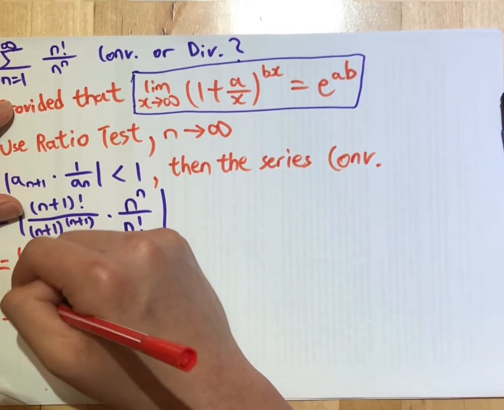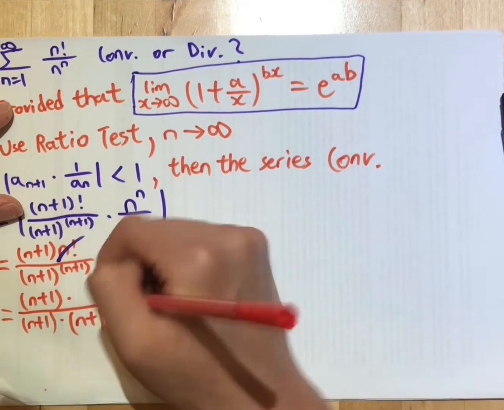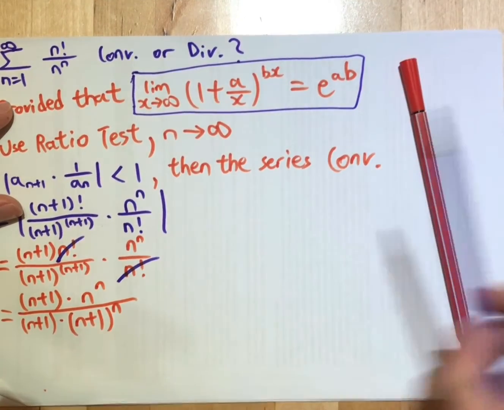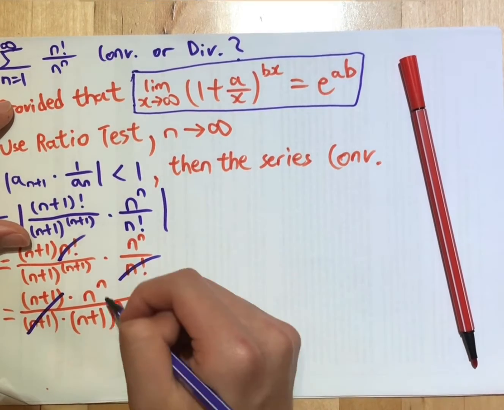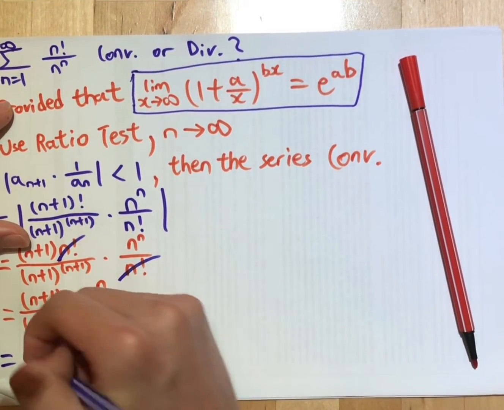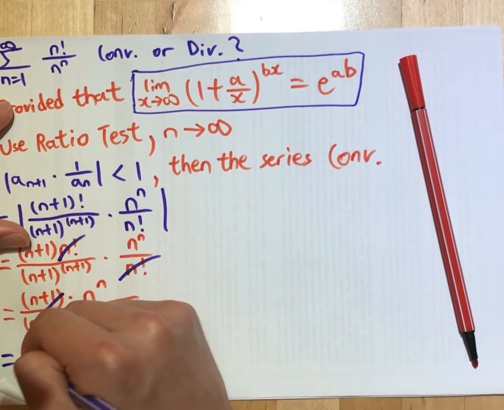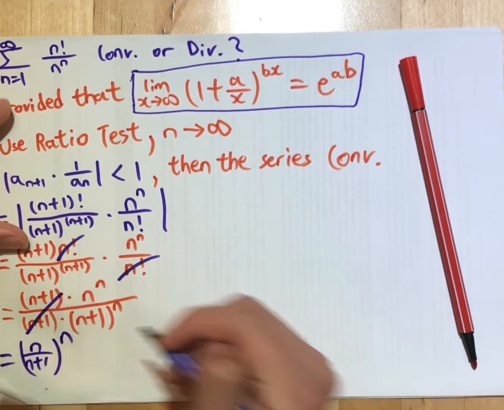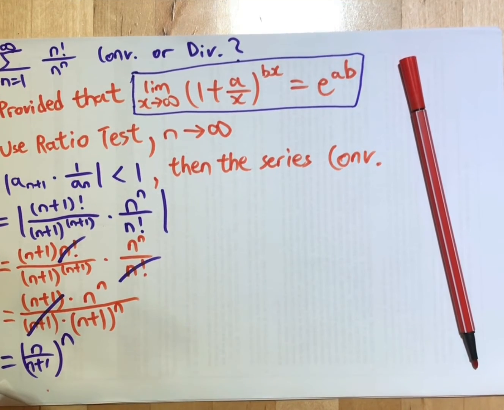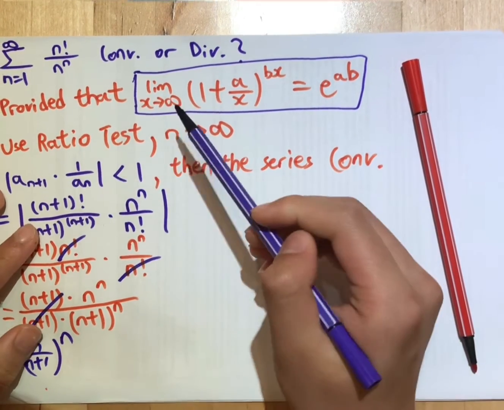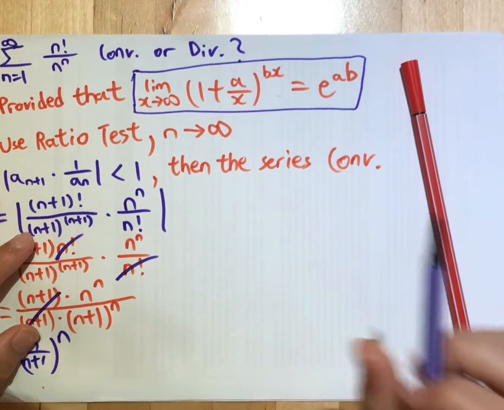And then we are left with, these two cancel out. We're left with this, and then maybe we can take out the n power. We are left with this here. So now we did the simplification, but can we do anything? Not quite, unless we are provided with this.